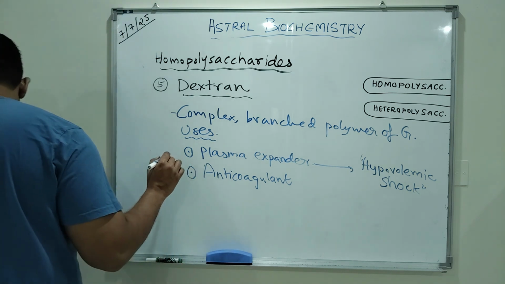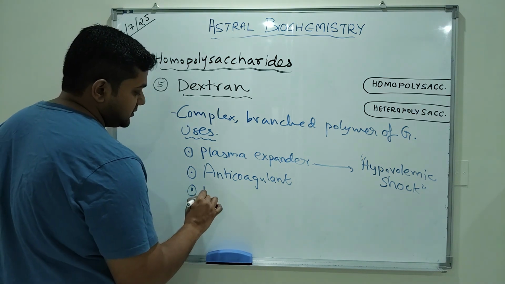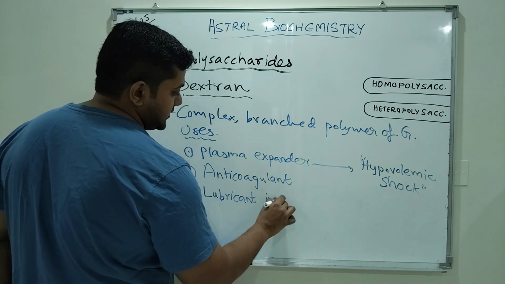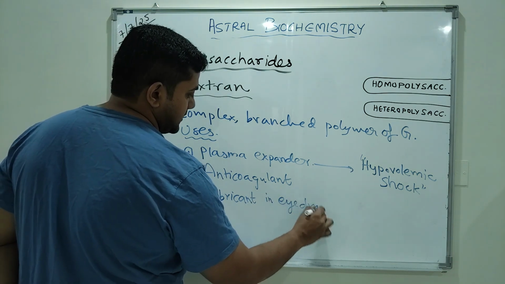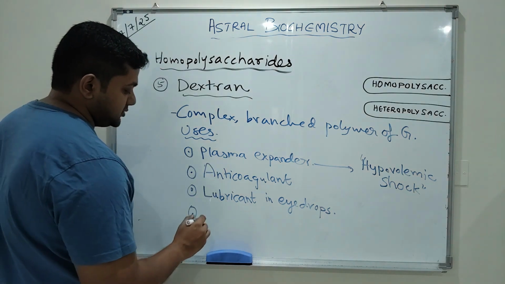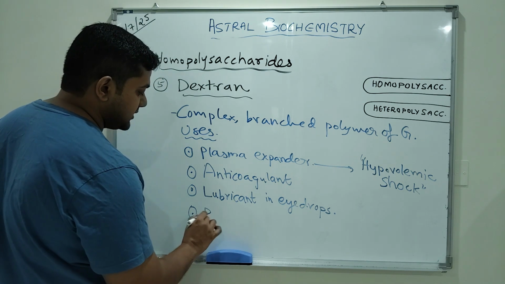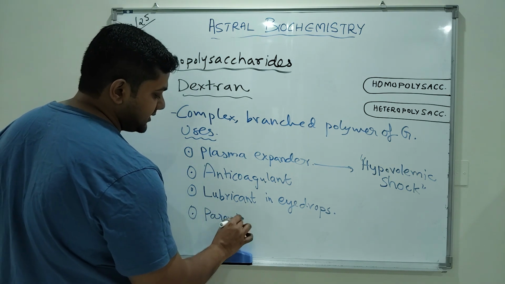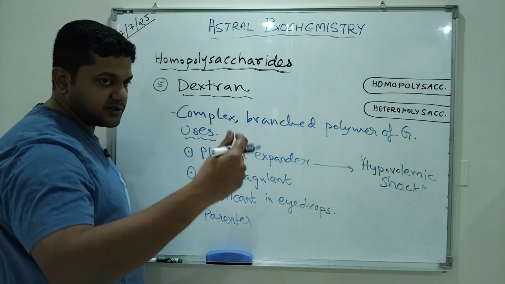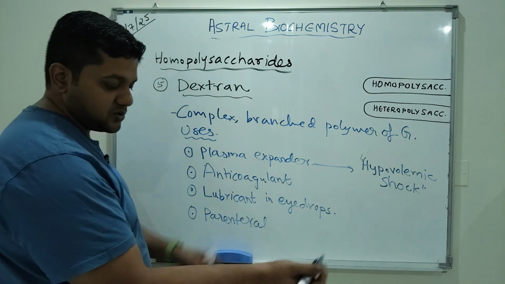Another use, it can be used as a lubricant in eye drops. And also it can be used in parenteral nutrition. Enteral means through the gut. Parenteral means parallel to the gut. So outside of the gut, through a tube, if you are giving parenteral nutrition, that is through the veins.